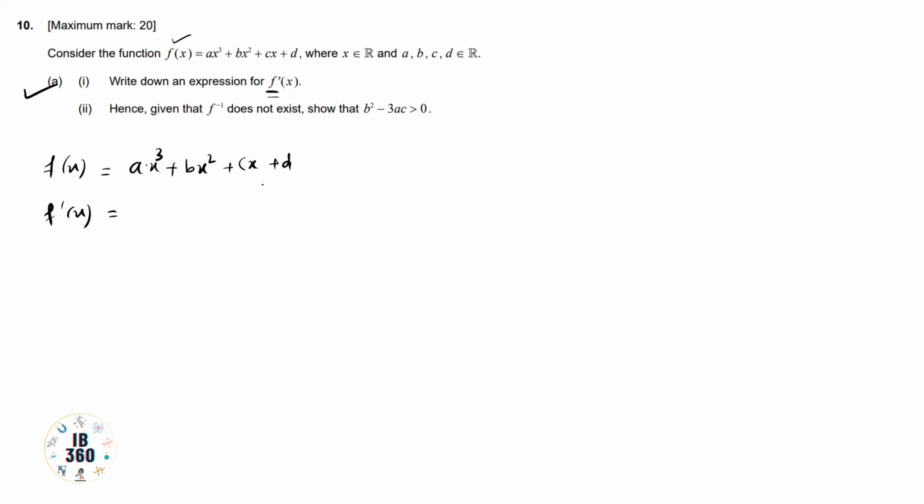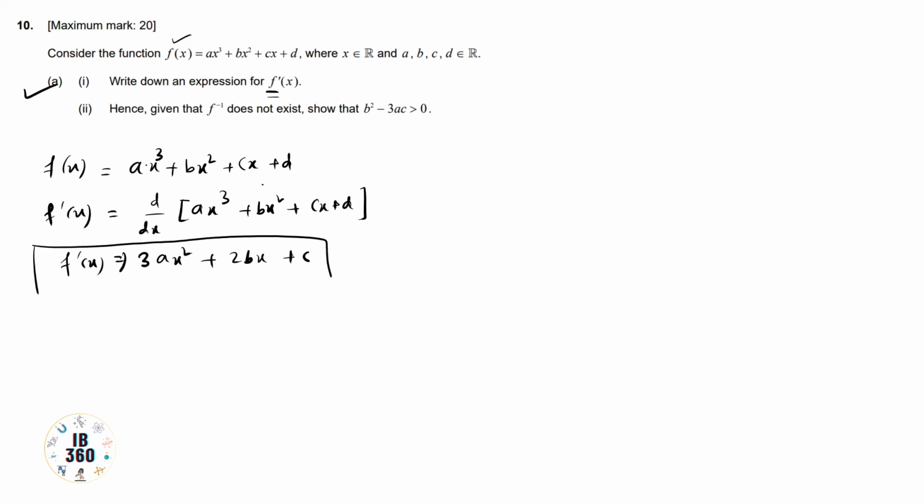So this is a very easy problem. Just you need to differentiate this, ax cube plus bx square plus cx plus d. As you can see from here, we are getting 3ax square plus 2bx plus c. So this is the value of f dash x, and we have got that.